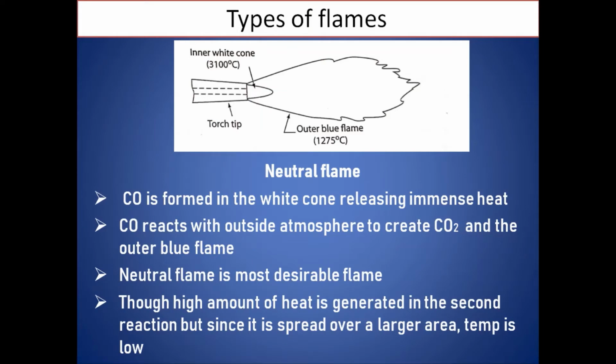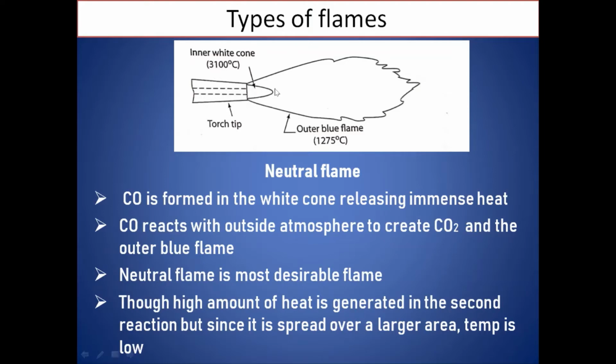So there are three types of flames, as I told you already. The first one is neutral flame, then there are carburizing flame and oxidizing flame. In the neutral flame, the amount of oxygen and acetylene is the same. It is taken in a 1:1 ratio. There are two reactions mainly. First, carbon monoxide is generated from the acetylene burning, and because of this a small inner white cone is formed.